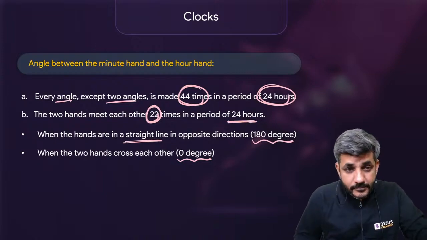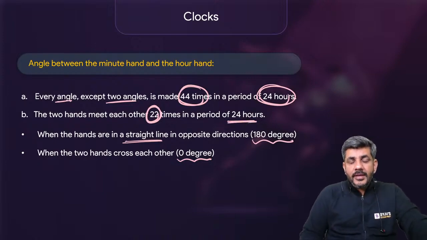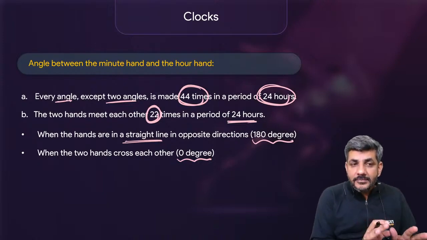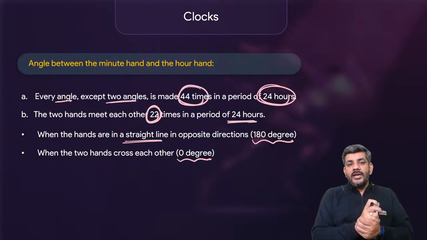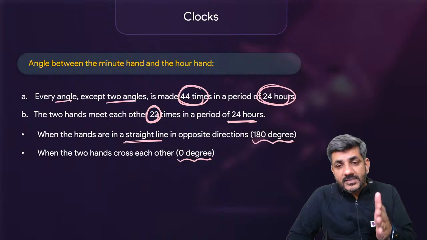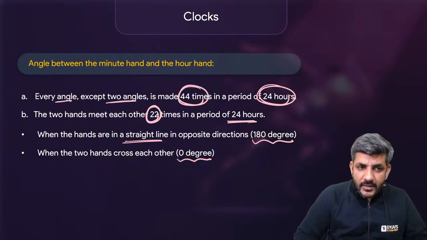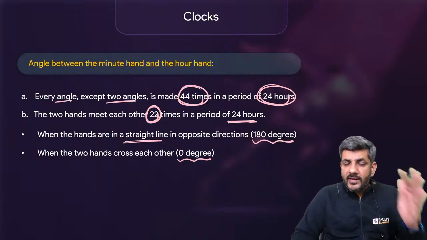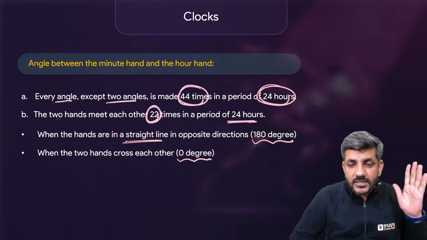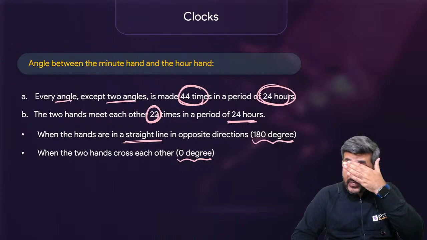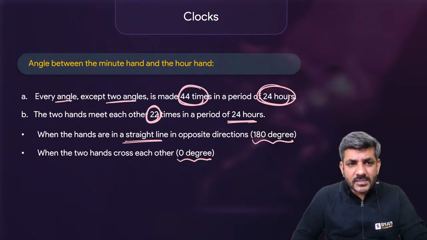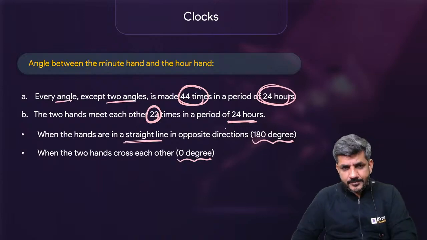This angle will be made 22 times in a day. Other angles will be formed 44 times in a day, but these two angles, 180 and 0, would be formed 22 times in a day. And if you talk about 12 hours, it will be exactly half. In 12 hours, any angle would be made 22 times, except 180 and 0. 180 and 0 will be made exactly 11 times in 12 hours. Even that can be asked if you feel like. Right? A question might ask you that as well. You should know this, that is all that is important for us.